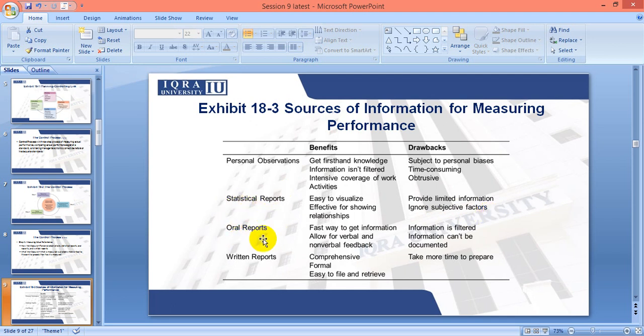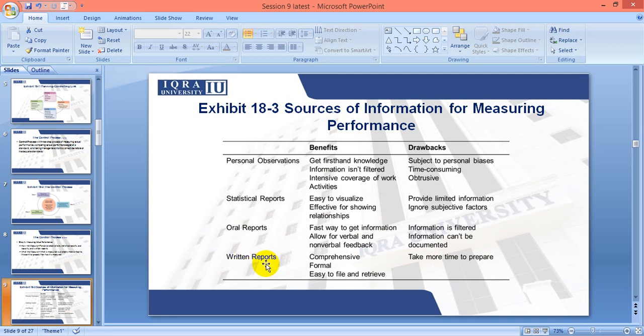Then we have oral reports. It's the fastest way to get information and allows for verbal and non-verbal feedback. But what are the drawbacks? Information is filtered, and information can't be documented. Oral reports are like taking interviews from the employees. We are going towards verbal communication, so obviously it gets difficult to document that information. Then we have written reports.